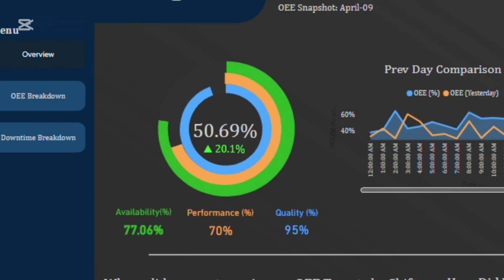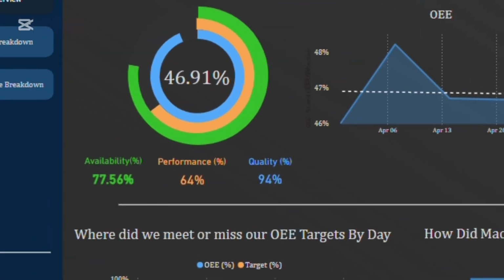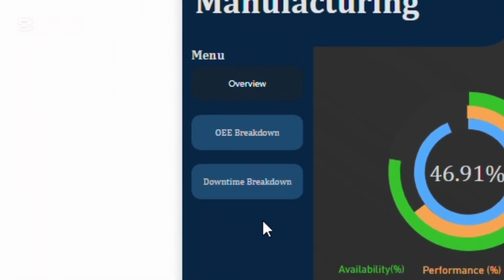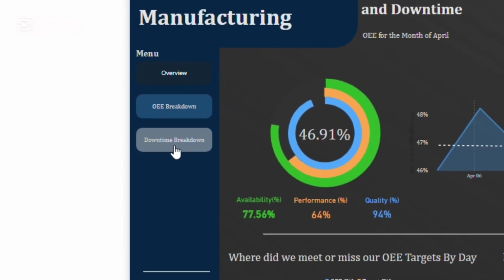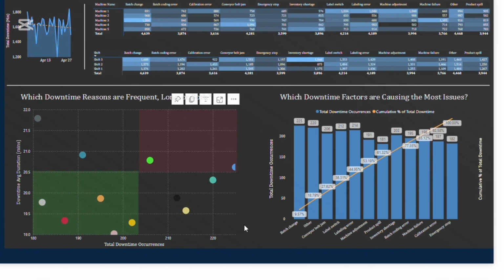So where are we losing time? In the bottom right, we do have a Pareto chart for our main downtime issues, but let's go see that exact same visual in our downtime breakdown tab. It's at the bottom right again, but it's also paired with a scatter plot chart right next to it. Using the Pareto chart, we see that our top 4 downtime reasons are batch change, label switch, conveyor belt jam, and other. Batch change was the most frequent, which had 225 events and averaged over 20.6%.